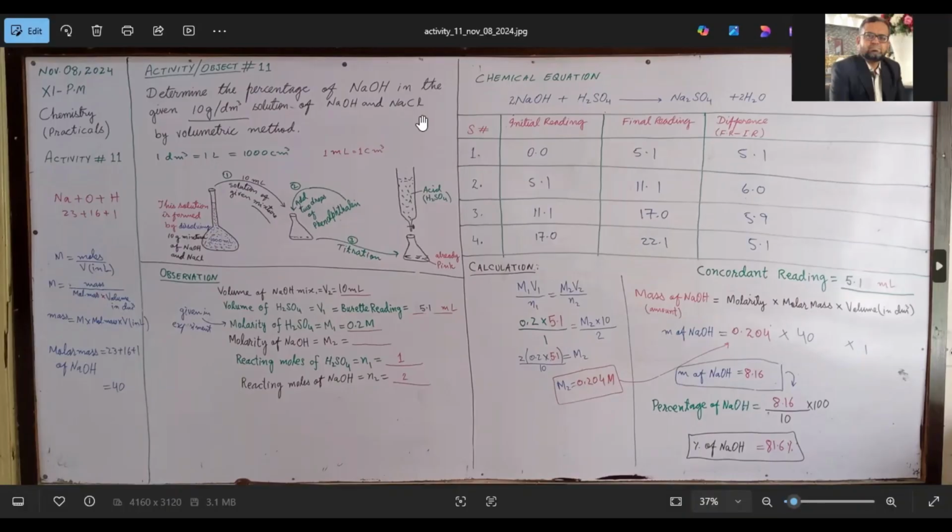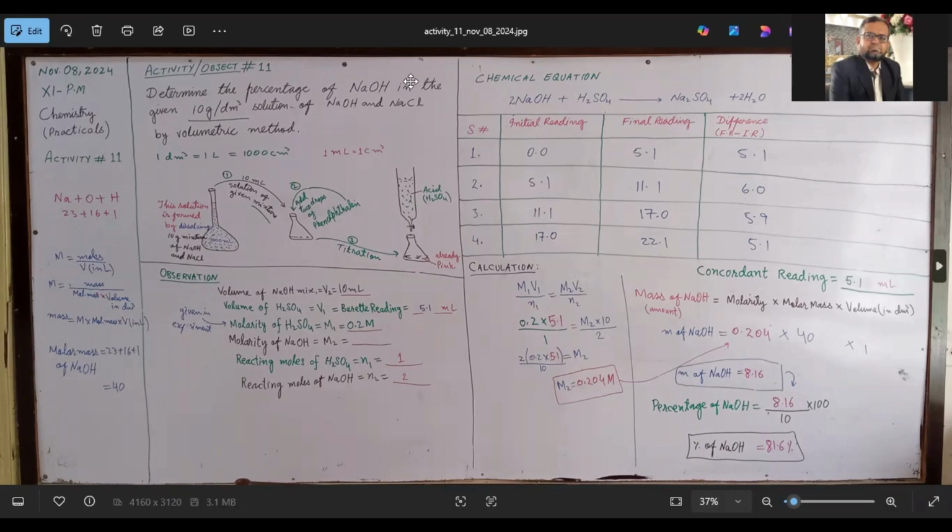So this is the object that you have seen in your first page. And this is the way that we do it. We have this solution and we have taken out 10 ml from this stock solution. And this is the 10 gram per decimeter cube of the mixture of sodium hydroxide and NaCl. So from this, we have taken 10 ml of this mixture that is called analyte.